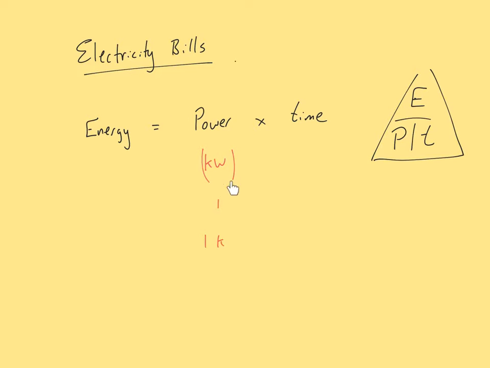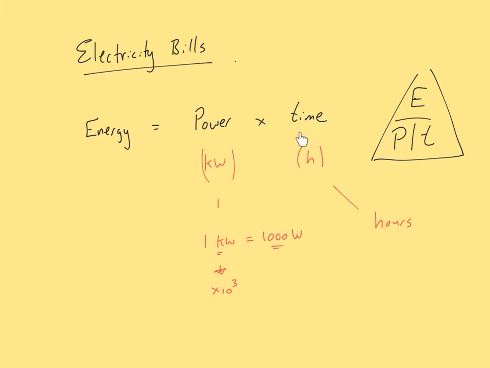So the power, instead of being in watts, is actually measured in kilowatts. 1 kilowatt is equal to 1,000 watts. And that's what the little K means. K means kilowatt, 1,000 of. Mathematically, it means multiply the number by 10 to the power of 3. You'll do that in maths in year 9 and in physics in year 10. So 1 kilowatt is 1,000 watts.